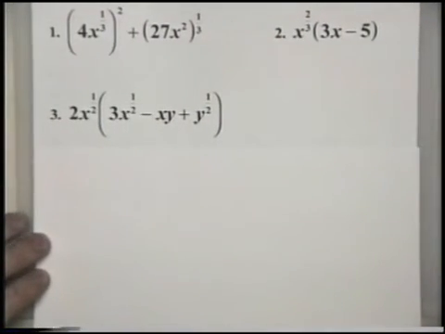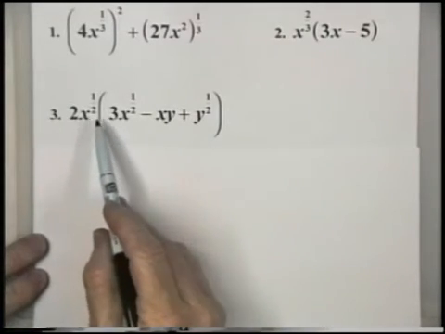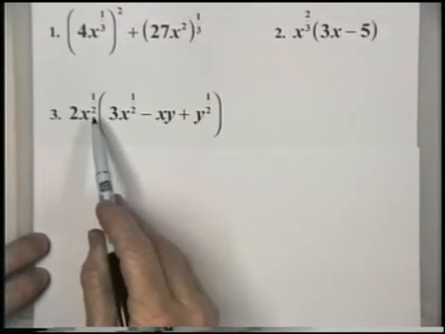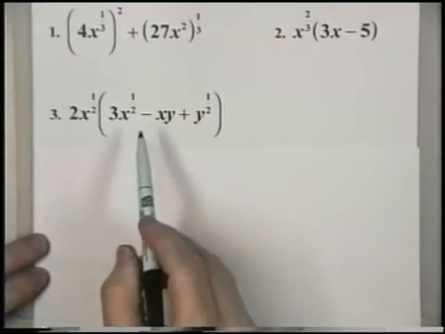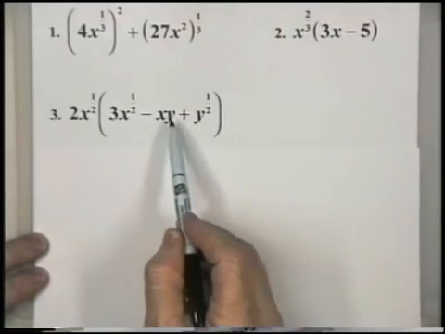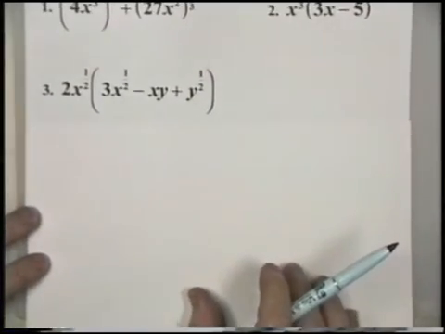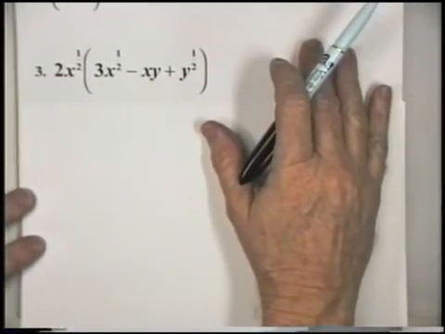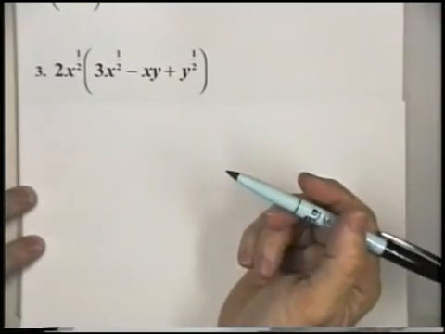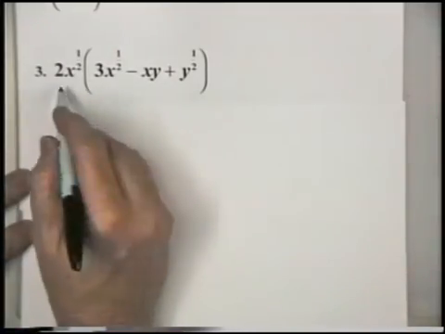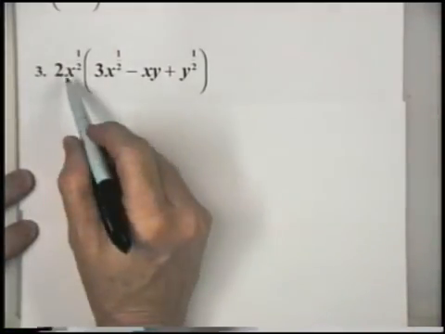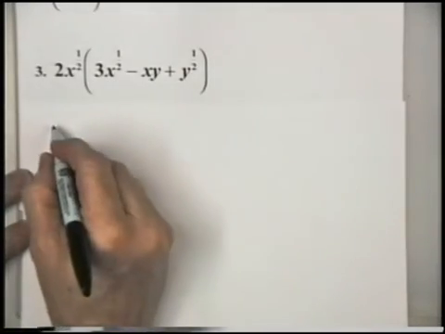Okay, how about this one? Well, just really more of the same thing. It's a monomial, if you will, a one-term expression anyway, multiplied times a three-term expression. We might call it kind of a trinomial. And we do the same thing. We distribute. Let's see how this turns out.